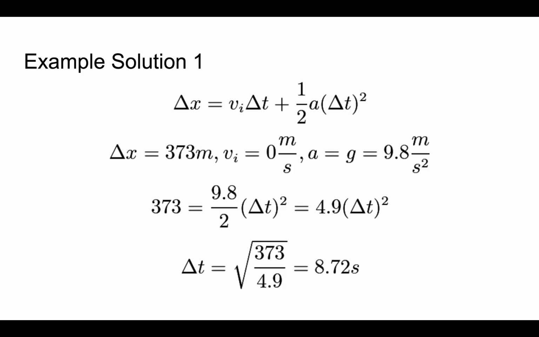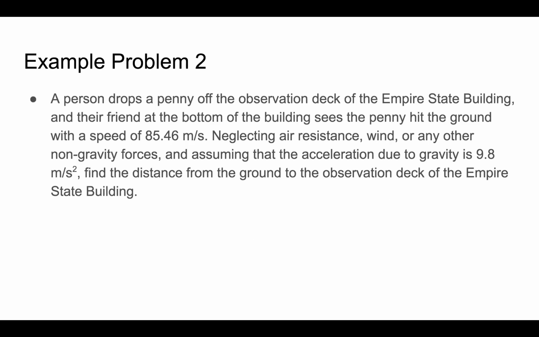So to solve this problem, we use the second formula I introduced that relates change in position to initial velocity and acceleration and change in time. And we're going to solve for change in time because all the other quantities in this equation are given. And as you can see here, I basically plugged in the numbers, rearranged the equation, and solved for change in time, and we get 8.72 seconds. Now let's approach this problem from another angle.